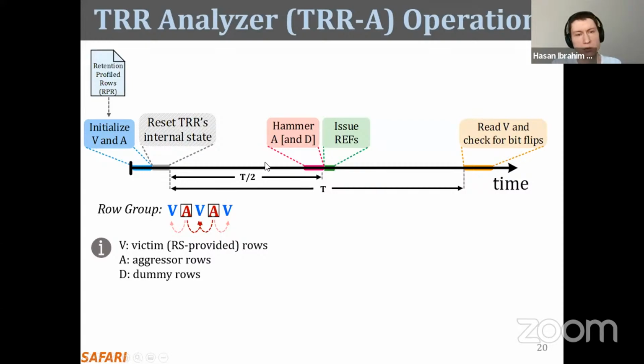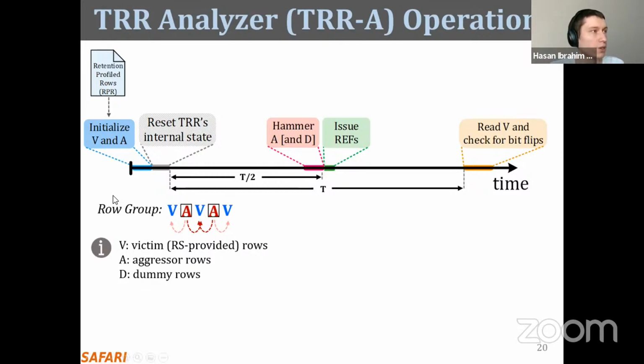So the dummy and aggressor rows are the same thing. They are just some row addresses that we hammer, but we illustrate them separately here because the aggressor rows are those that are close to the victim rows, but dummy rows are usually rows that we use in order to trick the TRR mechanism to detect dummy rows as aggressor rows. But these dummy rows are actually somewhere further away in the bank, right? So their neighbor rows are not these V's that we actually try to hammer and cause bit flips. So this is the difference between the aggressor rows and the dummy rows.